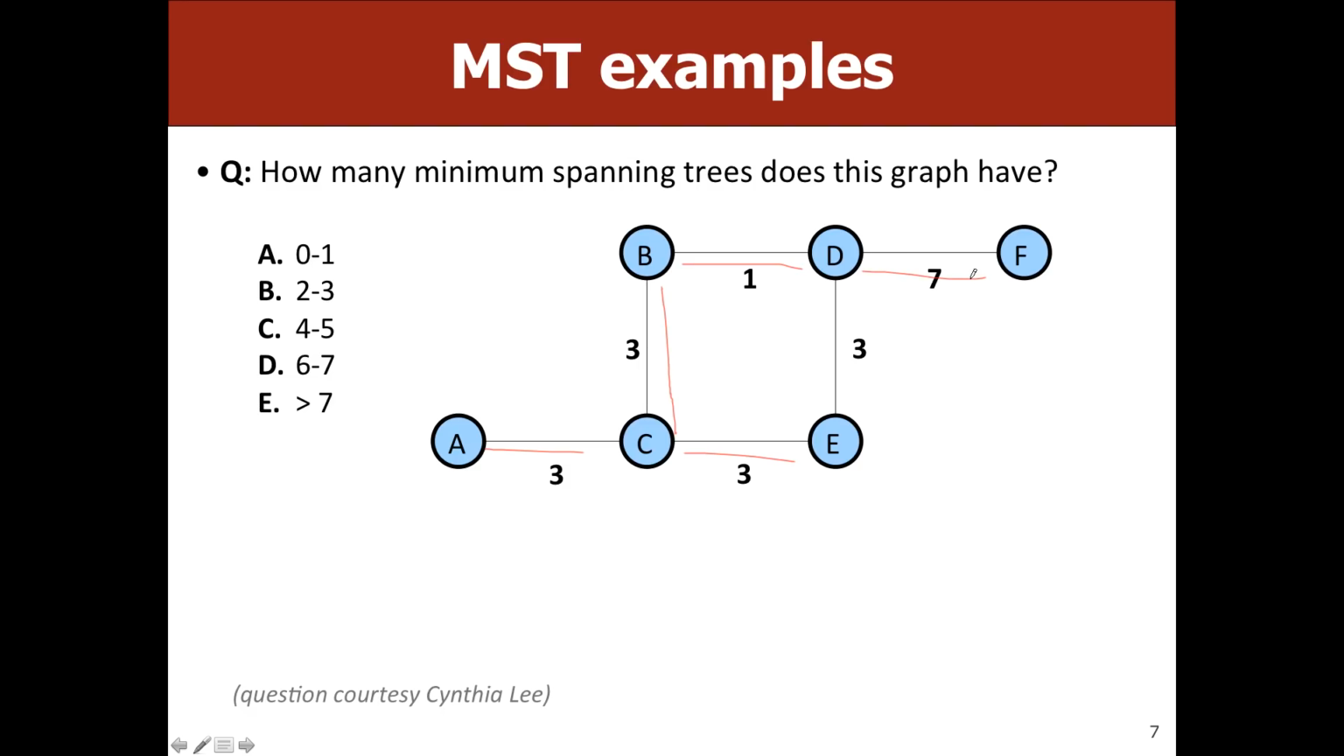Exactly. So why is this one not a minimum spanning tree, where you get rid of B to D, like that? Yeah, exactly. This spanning tree is no longer the minimum spanning tree because the total cost is 3 plus 3 plus 3 plus 3 plus 7, which is 19, instead of 3 plus 3 plus 3 plus 1 plus 7, which is 17.